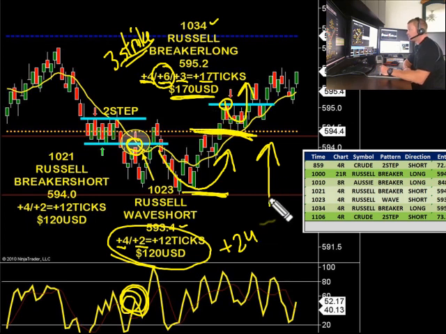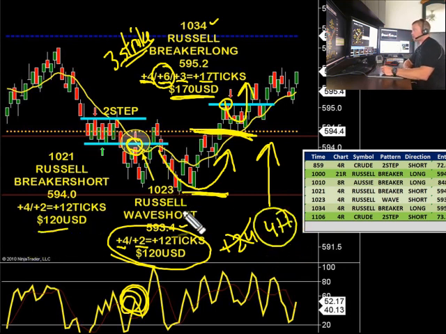All right, guys? So now we've got 41 ticks. We took 12, the first breaker short, another 12, the wave short, and now the reversal here, the breaker pattern long, another 17 ticks. Not a bad way to finish up on the Russell.